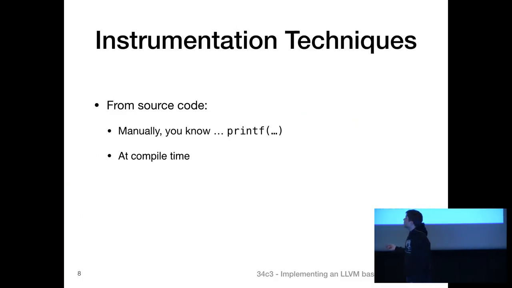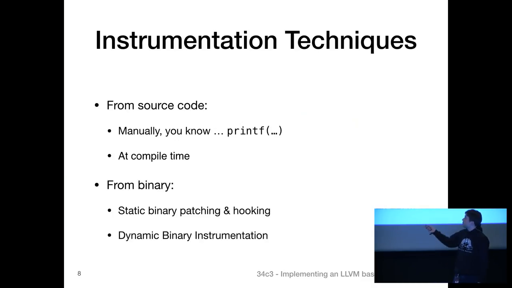So, instrumentation techniques. There are a few different ways to do that. The first one is from source code. And I'm pretty sure everybody has done that, it's just adding print statements to your code and getting information. It's basically instrumentation. But you could be smarter and try to do that automatically at compile time with a compiler plugin. The other solution is when you work from binary. And when you work from binary, there are basically two approaches. The first one is to take your binary and statically patch it and add hooks to additional code you insert into the binary. And the last one is dynamic binary instrumentation.